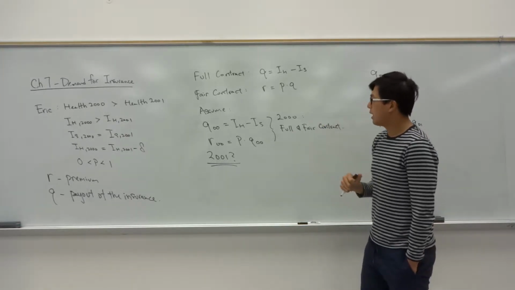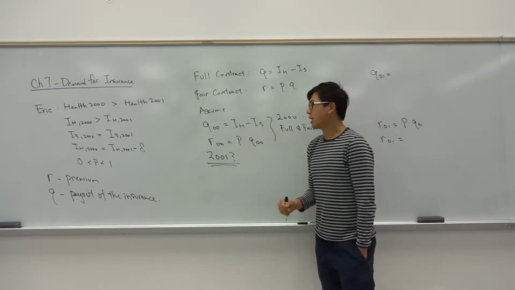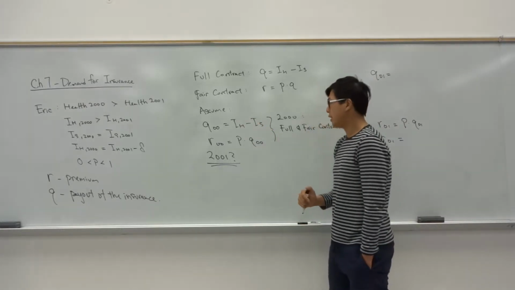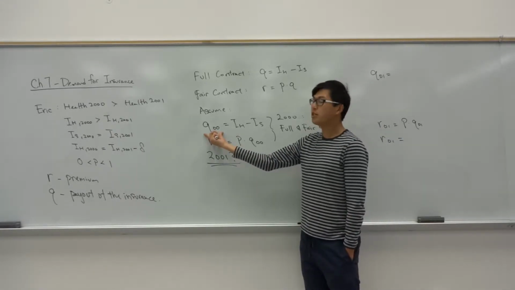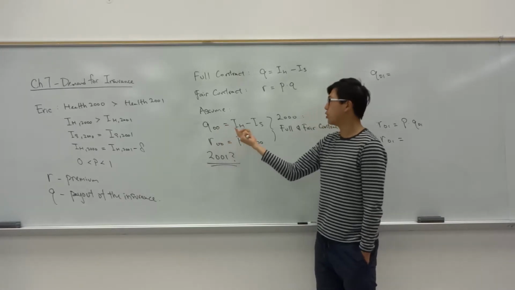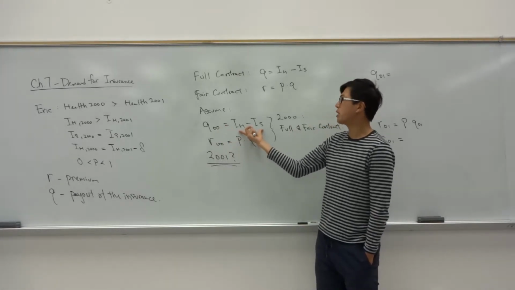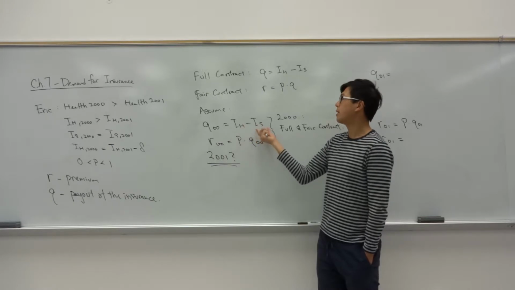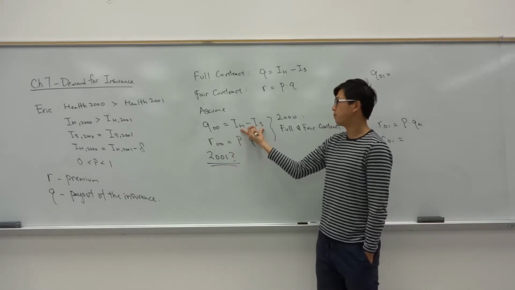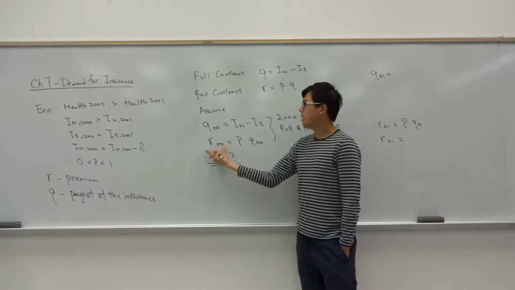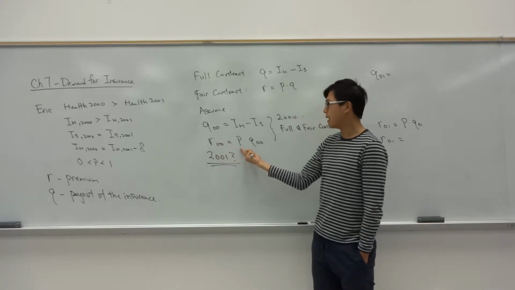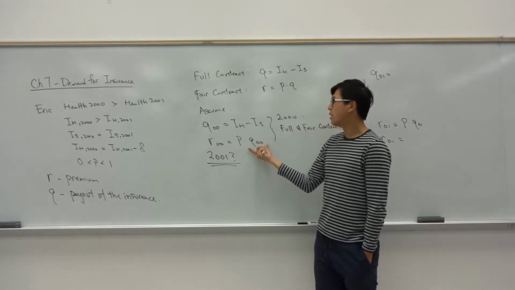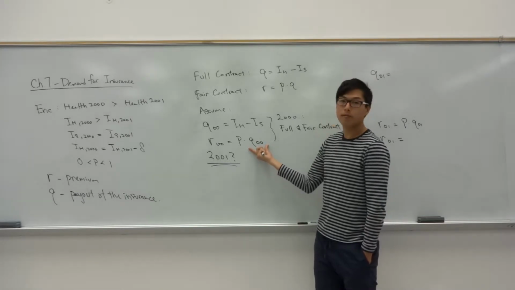So let's suppose Eric is buying a fair and full insurance coverage. That means the total payouts in the year 2000 equal the difference between the healthy income and the sick income in the year 2000. And the premium Eric paid in 2000 is equal to the probability that he will get sick times the payouts in the year 2000.